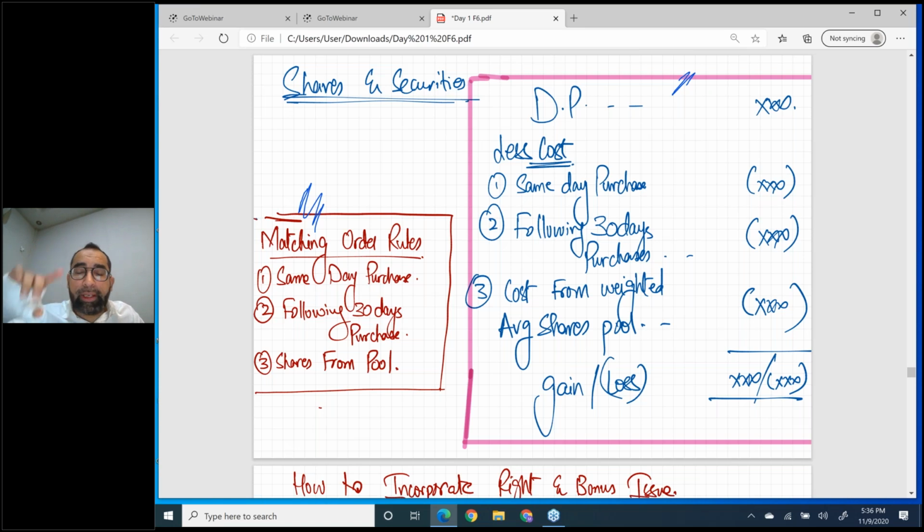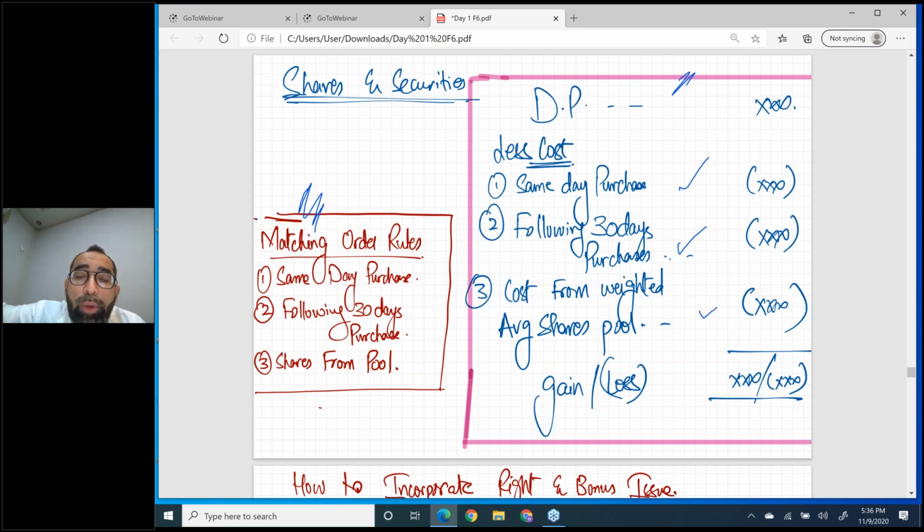What is the priority? Number one, same day purchase. Just check whether on the disposal date you bought any shares on the same date. If yes, then use that cost first. Then number two, following 30 days purchases. Following 30 days means future 30 days from the disposal date. If there are any purchases in the future 30 days, use that cost. And the last thing is cost from the weighted average share pool. You must have bought old shares before the disposal date, so from that weighted average share pool you have to take out the cost.